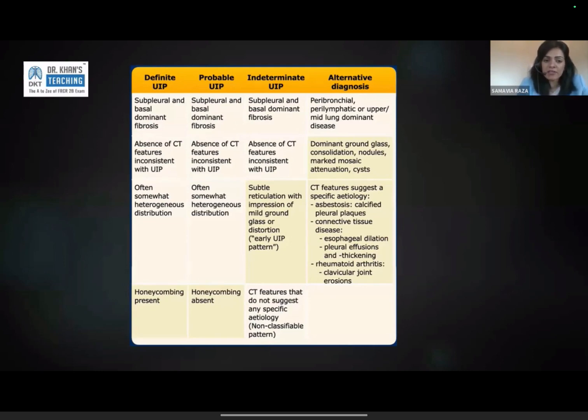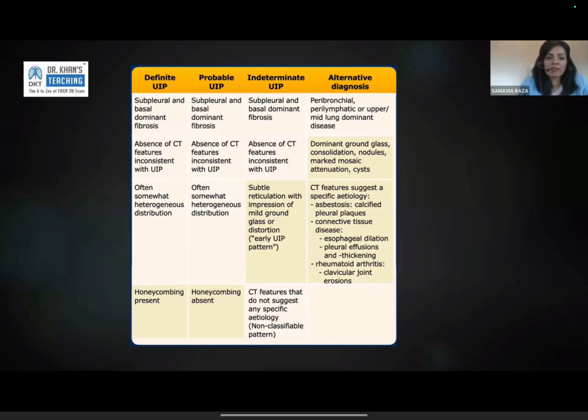If there is any feature on the CT, in addition to this, that is inconsistent with UIP, that means if there is too much air trapping, too many consolidations, pneumothorax, too many cystic changes, or significant emphysema, any of those features, in addition to the features that we want to see in UIP, would prevent that scan from being put in these two boxes. The distribution can be a bit abnormal, it can be heterogeneous, it can be asymmetrical. Very rarely it can be unilateral, and I mean once in 5 years, rarely.